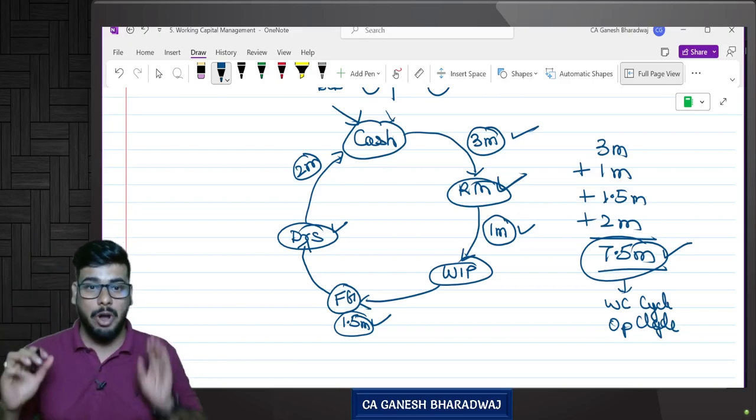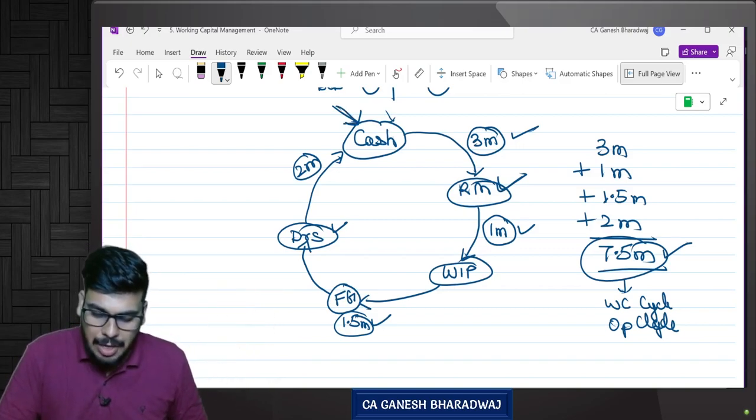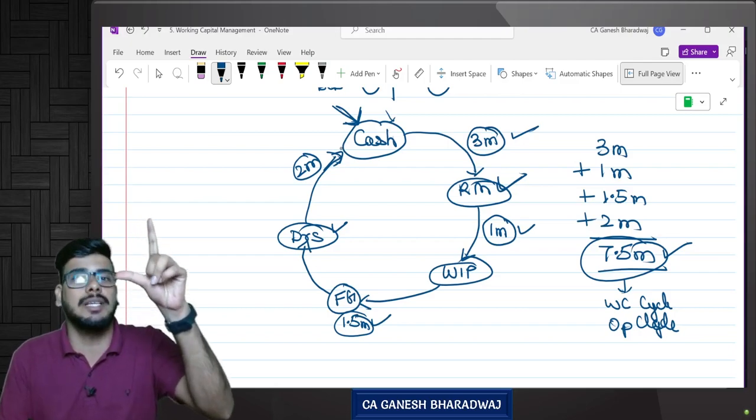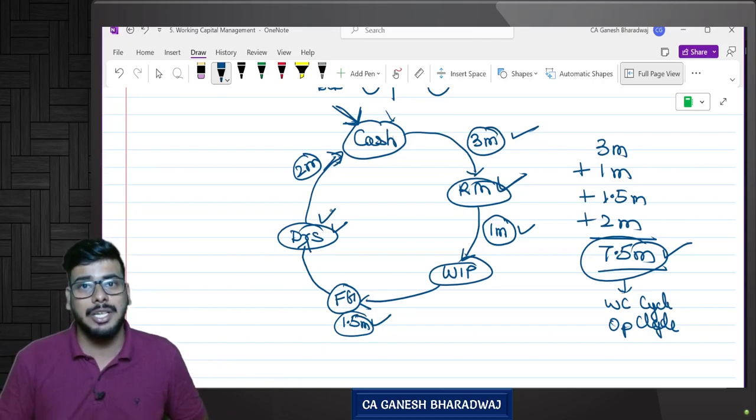This cash includes profit. So what I actually introduce into my working capital cycle will be my investment, but finally what I get back will be slightly more than the investment. Why? Because debtors is at sales price. Sales price will include a margin. Are you clear with this?